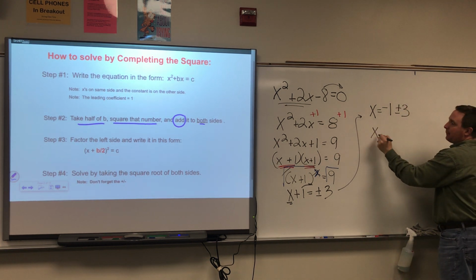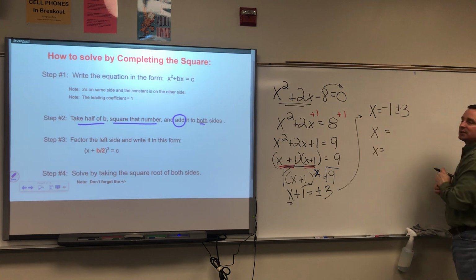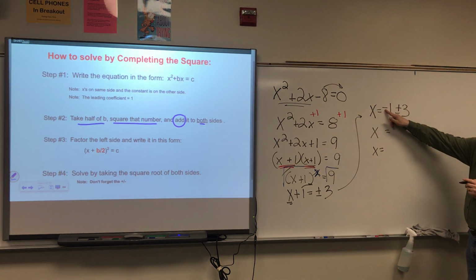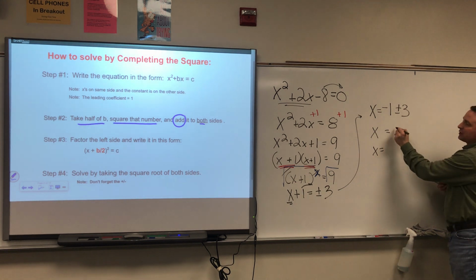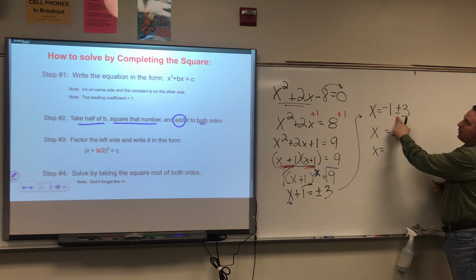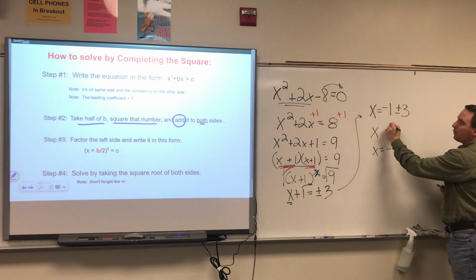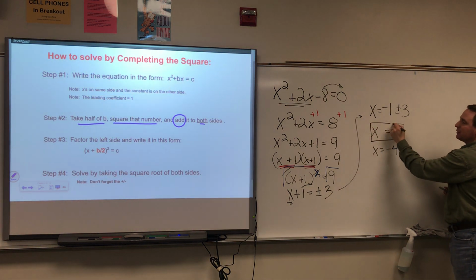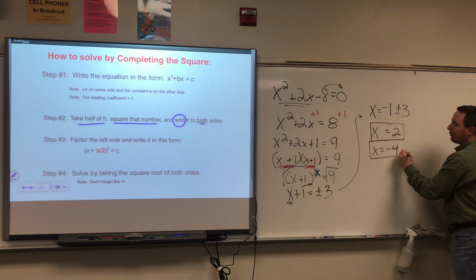Okay? And I'm going to try to write them out separately. If I did negative 1 plus 3, the answer is 2. And negative 1 minus 3, I get negative 4. So there's 2 answers, positive 2 and negative 4.